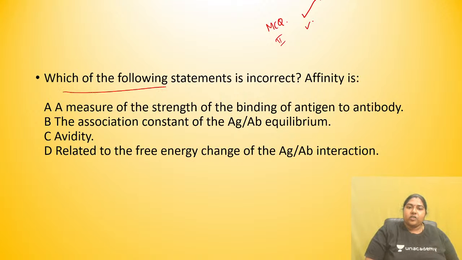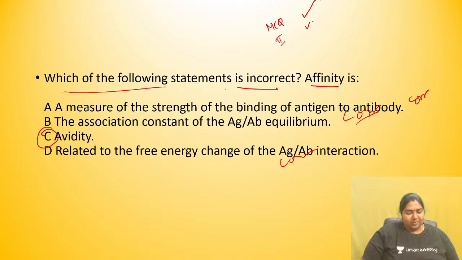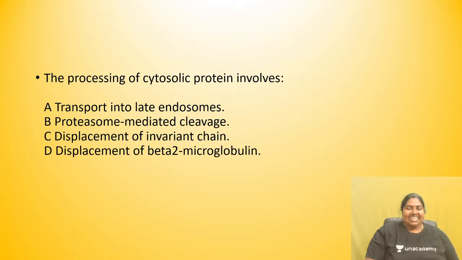Which one of the following statements is incorrect about the affinity? It is the measure of strength of binding. It is a correct statement, and it states that the association constant is correct. Free energy change, correct. Which is incorrect? Avidity is going to be incorrect because avidity represents the whole affinity. Correct. So shall we revise the next question?